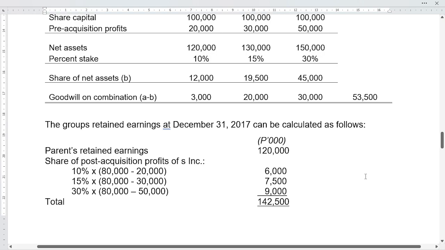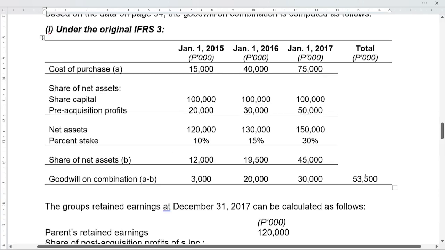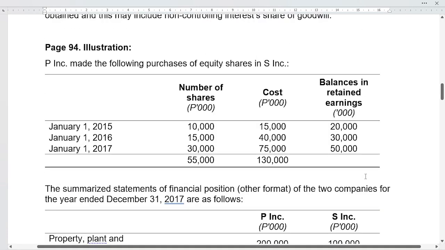But before presenting the alternative solution, ipakita mo sa akin, Rain, yung illustration sa taas. Yan, yan.